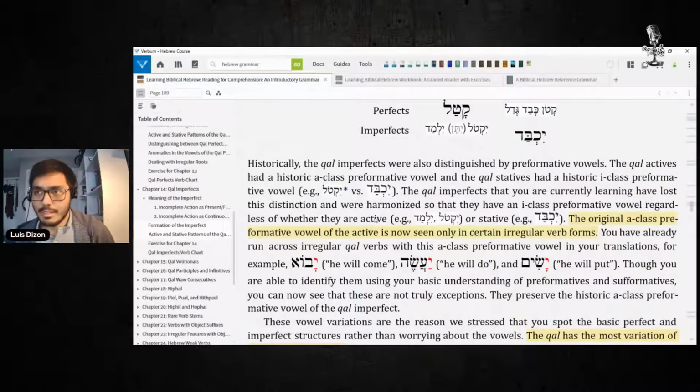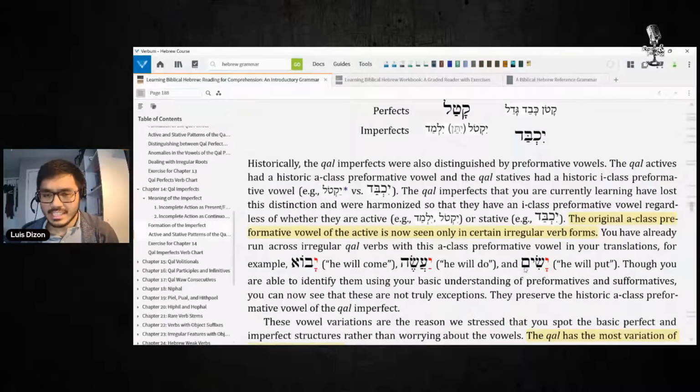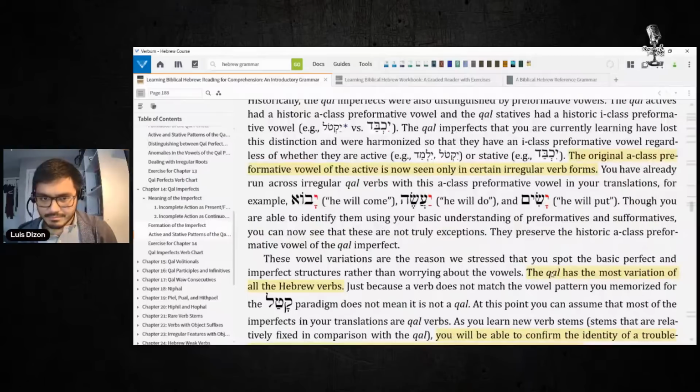So kavad, to be great or to be heavy, that is an inherently stative verb. So you don't have to guess in that case. Or asa, or sim, and bo, these are all inherently active verbs, even though you can see that these two have a kametz, this one has a patach. Those are both class A vowels, but these are active verbs.